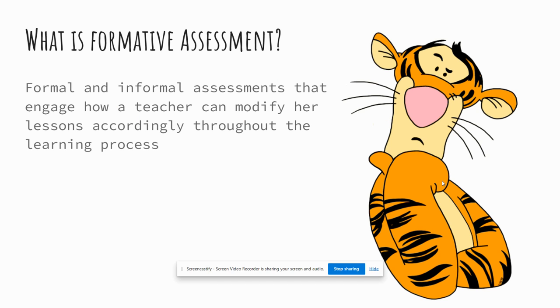What is formative assessment? It is formal and informal assessments that engage how a teacher can modify her lessons accordingly through the learning process. So, what this means is if a teacher is doing a lesson, this is a way that we can gauge whether the students are actually learning what we are teaching. And if they are not, it gives us a chance to go back and reteach it in a way that they would understand.